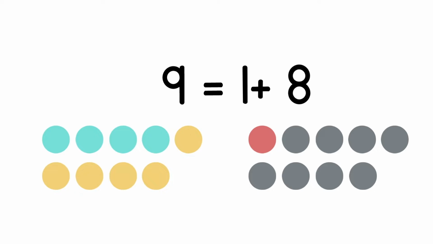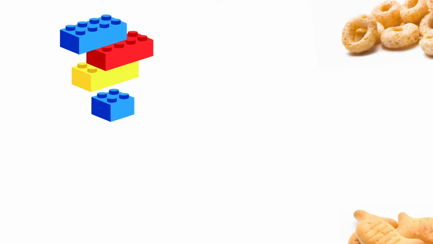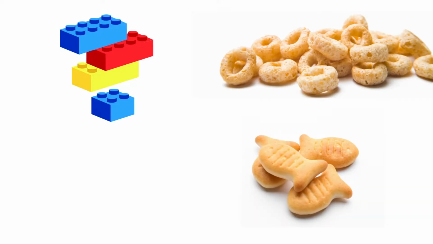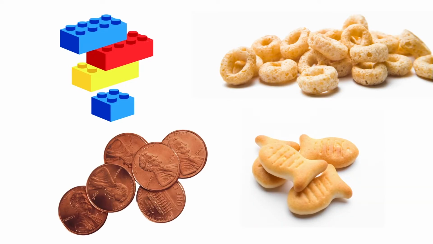If drawing would be too much for your little one, try using 2 different objects. You could use 2 different colored Legos, 2 different snack foods. My go-tos are always Goldfish and Cheerios. Or you could simply use pennies, where some of them are flipped to heads and some are flipped to tails. Get creative. As long as your child has something concrete to work with, it should work out for you.